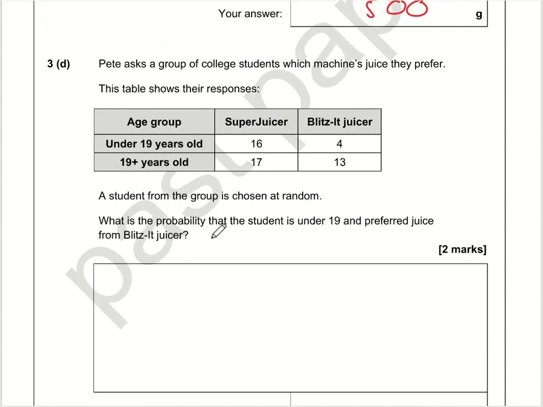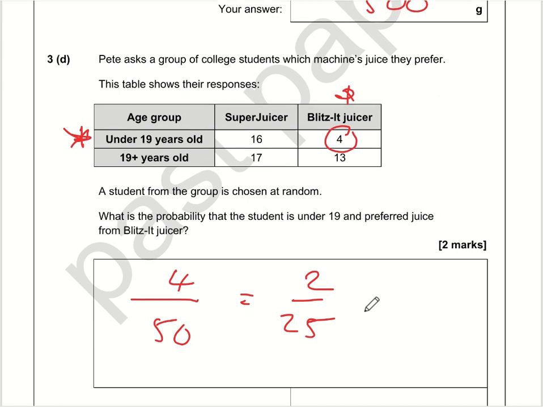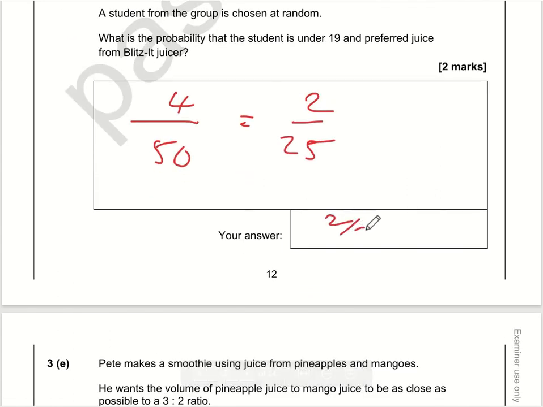Okay, so for this question we want to work out the probability that the student is under 19 and preferred juice from the Blitzit. So we want the under 19 row and the Blitzit column, so that is 4 people. And that is 4 out of a total of what? 16 plus 4 plus 17 plus 13 is 50. So the probability is 4 out of 50. We can simplify the fraction because we've got 2 even numbers, and that can be simplified to 2 over 25. You could also turn 4 over 50 into 8 over 100, so therefore call that 8%, or 0.08, that would also be fine.